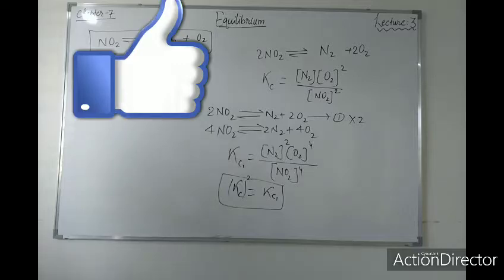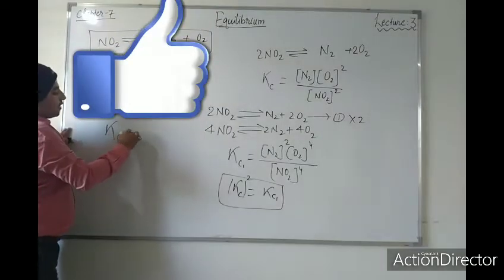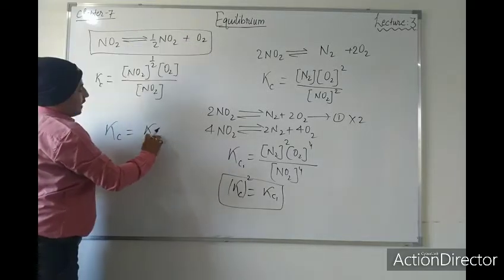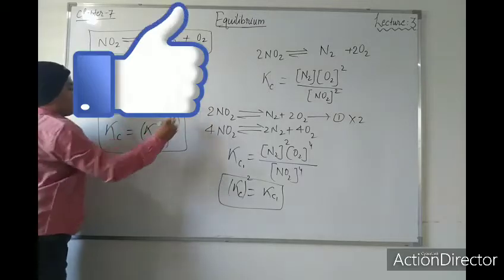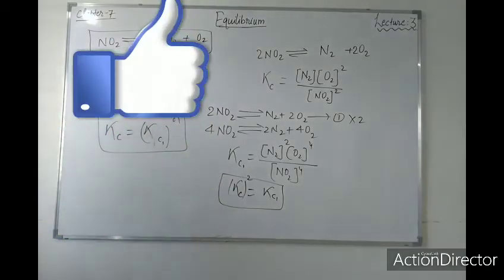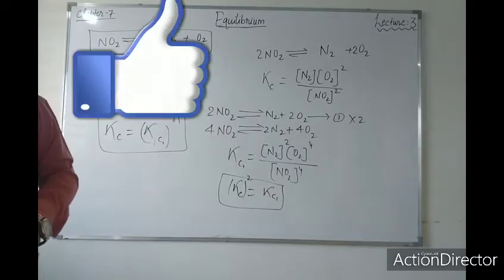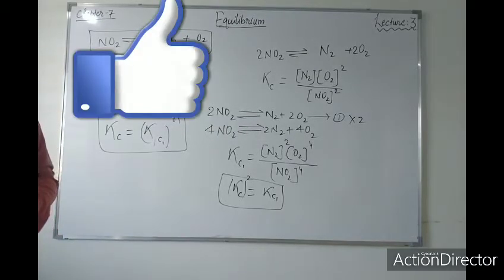So if anybody asks you what the relation is, then you can write that the equilibrium constant is equal to the equilibrium constant Kc to the power n. So this is the relation between the equilibrium constants. Whatever the coefficient comes, you can use these coefficient terms to show the relation between them, right?